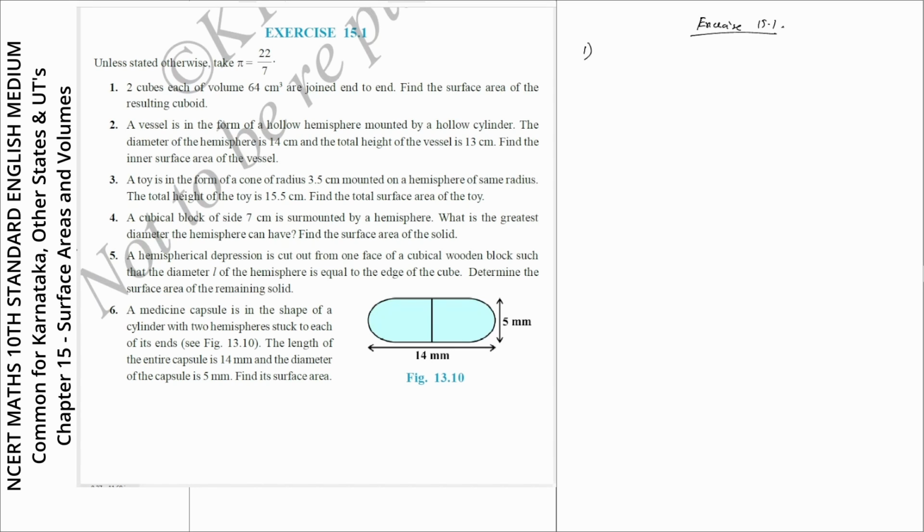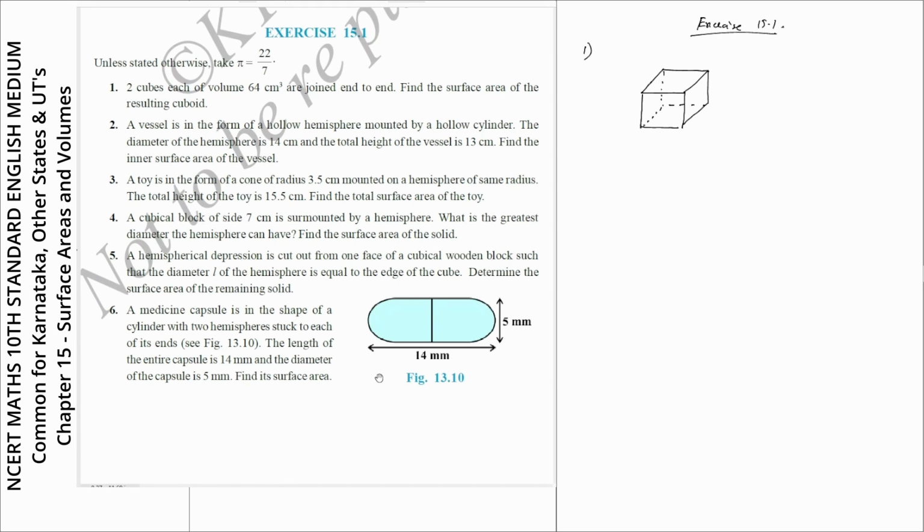Exercise 15.1, question number 1. Two cubes, each of volume 64 centimeter cube, are joined end to end. Find the surface area of the resulting cuboid. So a cube is like this. This edge we won't be able to see.